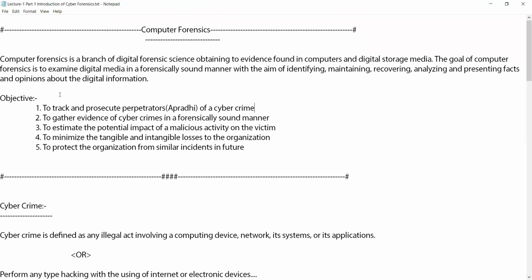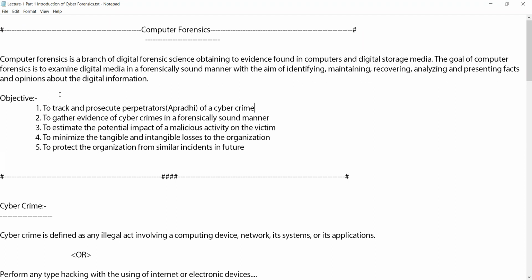So if you are working as a computer forensic investigator, you need to complete a few objectives. The first objective is to track and prosecute the perpetrator of a cyber crime. Find and track the criminal who is behind that particular cyber crime. The second is to gather the evidence of the cyber crime in a forensically sound manner. So we need to gather the evidence using forensic methods, forensic techniques and forensic methodologies from the computing device.